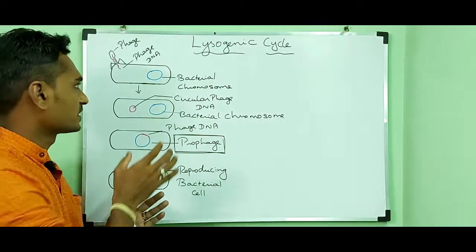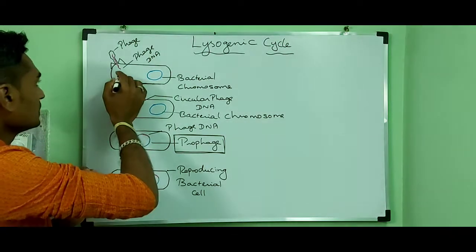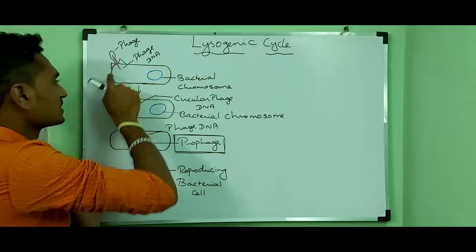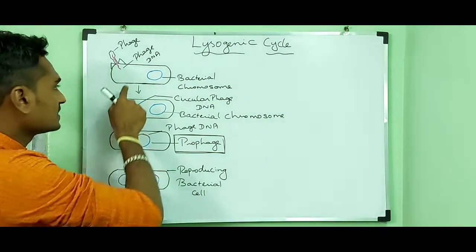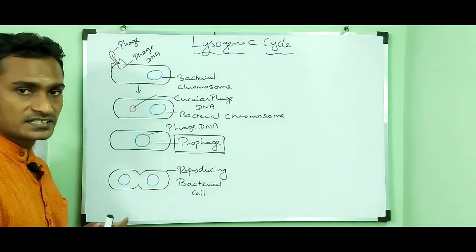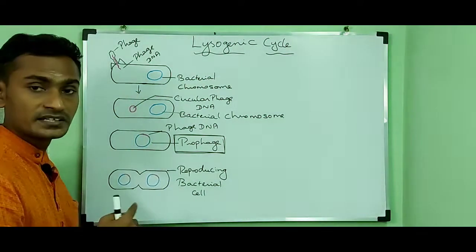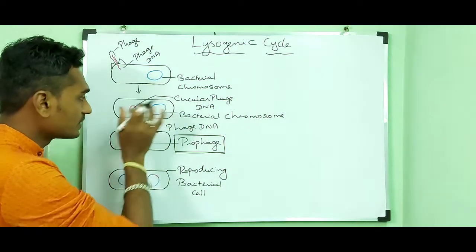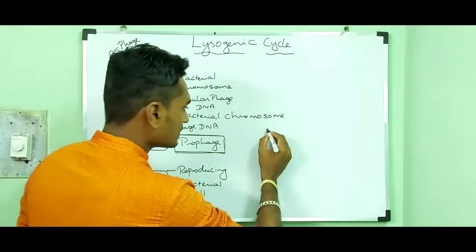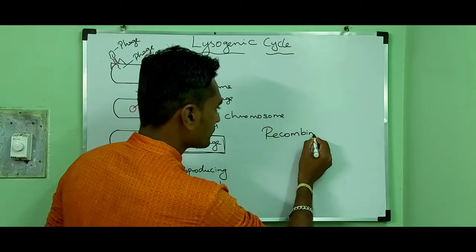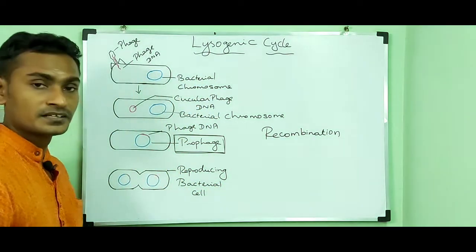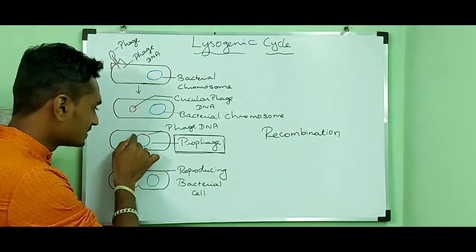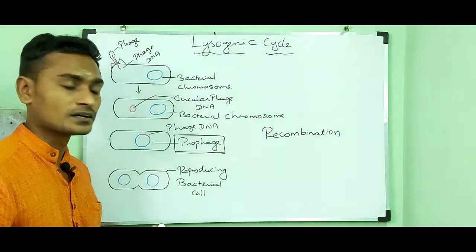Now I am going to explain the whole process one by one. In the first step, the bacteriophage attaches to the bacterial cell wall and injects linear DNA into the host cell. After the injection, the linear DNA becomes circular and gets integrated with the bacterial chromosome by the process of recombination. The integrated phage DNA is now called a prophage.